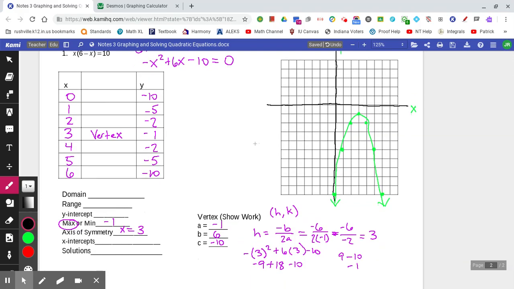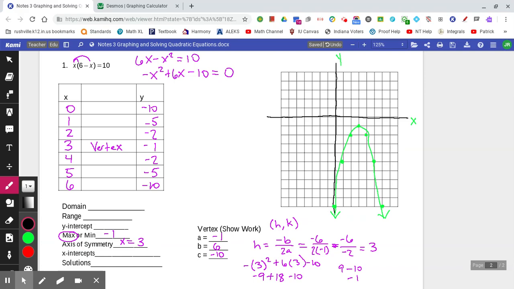I'm going to look at the domain, the range, the y-intercept, the x-intercepts, the solutions. All right, I'm going to pause it, charge my Chromebook, and I'll be right back.